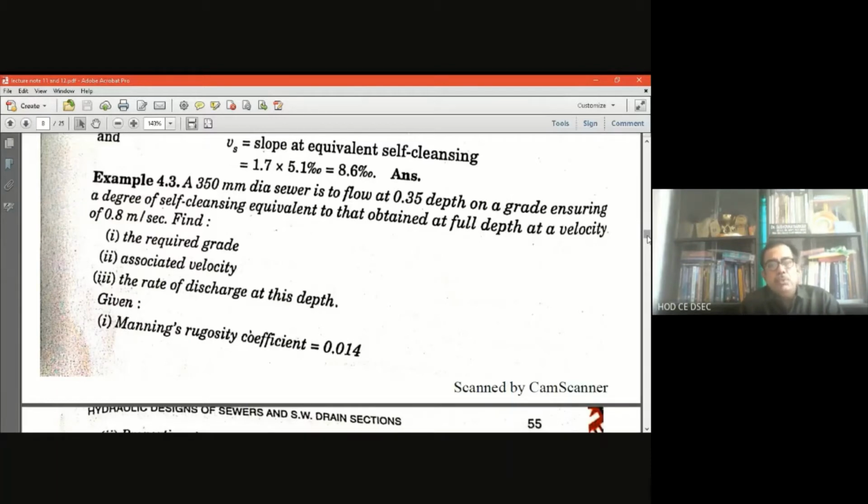That is given: the full depth velocity, the proportionate depth and the diameter of the sewer. These three things are stated in the question. You are asked to find the required grade, that is the slope, for that flow. That means for the partial flow, where the flow is 0.35 times the total depth, and the associated velocity is small v, the rate of discharge at that depth is small q, and the coefficient of roughness, that is the n value of Manning's formula, is given in the question.